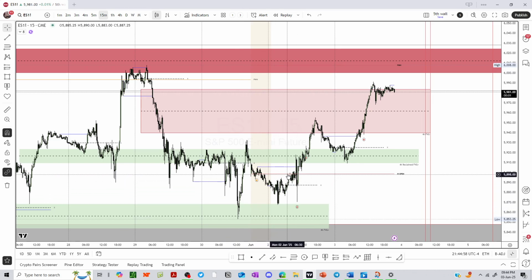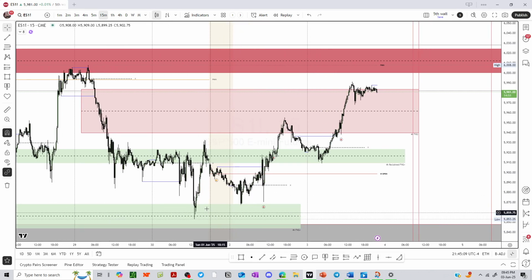Another break into this inverted fair value gap. Sent it back down for optimal trade entry on news. And that tiny fair value gap, for these tiny ones, I just use these parallel channels because, and it's like, do I?